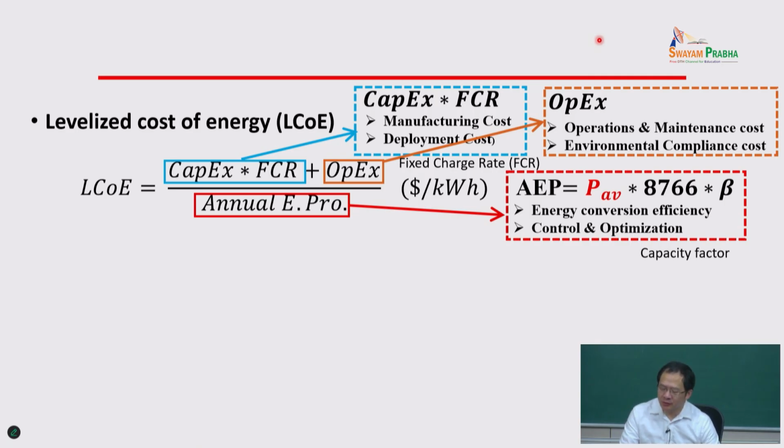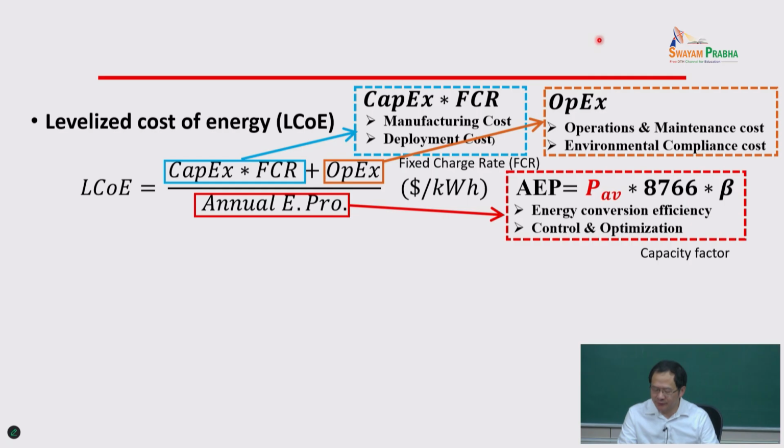Second part, operation and maintenance cost. This includes normal operation and maintenance, and also environmental compliance cost, right? So that is the numerator, in terms of dollars. The denominator is annual energy production. So annual energy production, AEP, that is your power rating, right? And the time unit is converted into annual, 365 days, right?